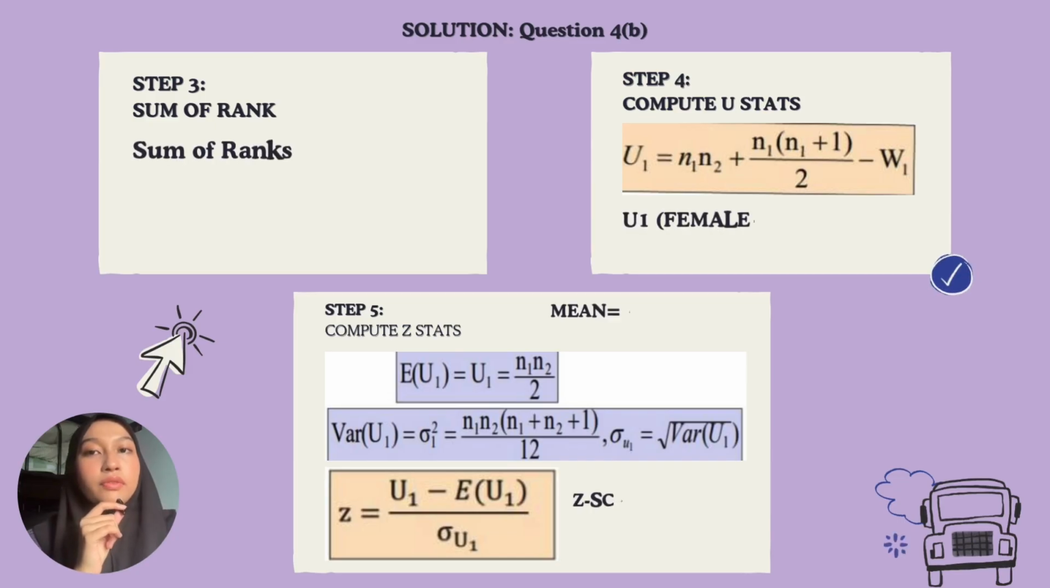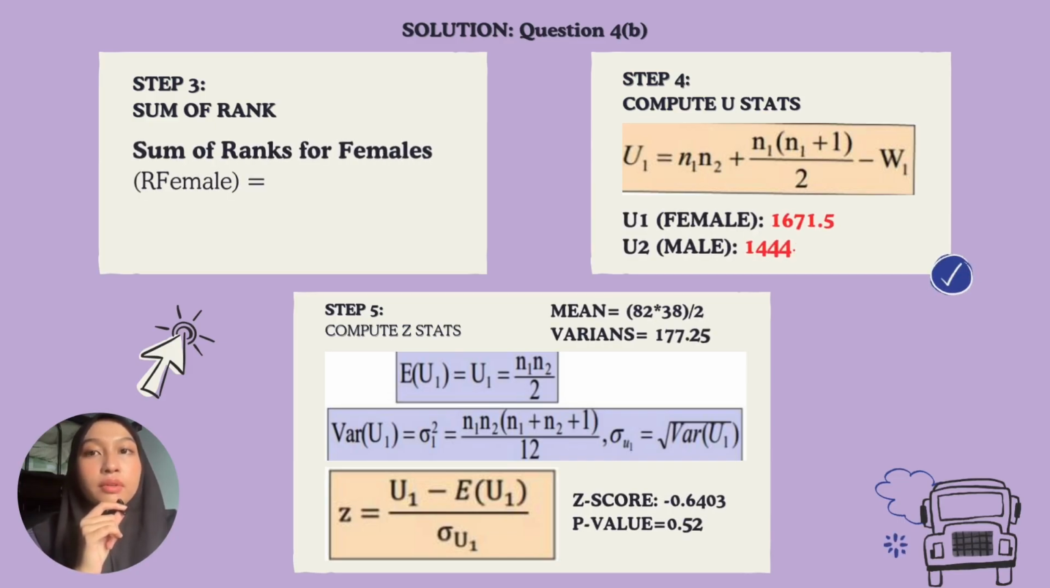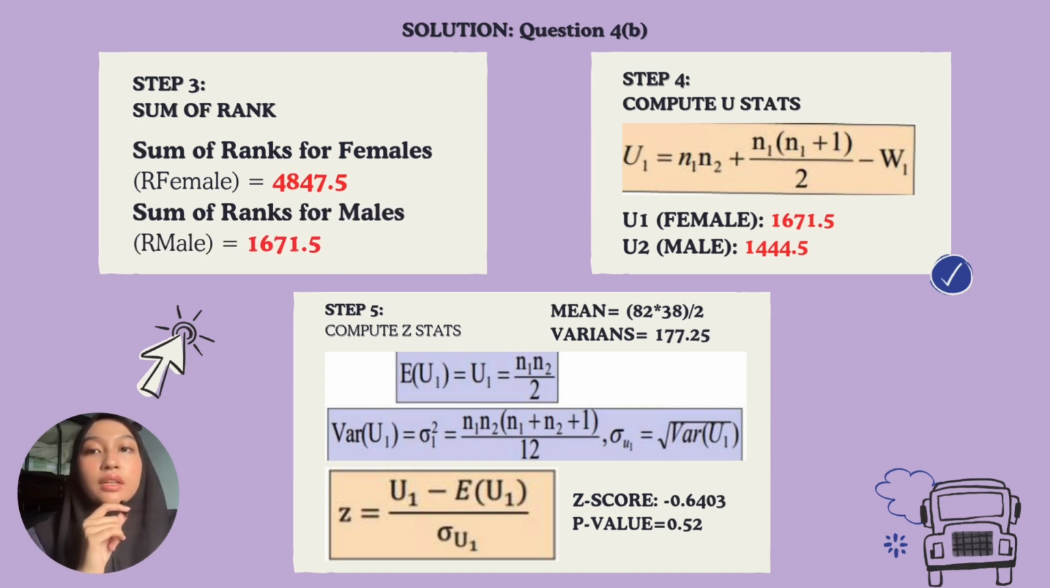And step 3 is the sum of ranks. So we add all of the ranks from females and also males, and then we find the U stats using this formula. And then in step 5 we find the z-score, and the p-value from the U stats.